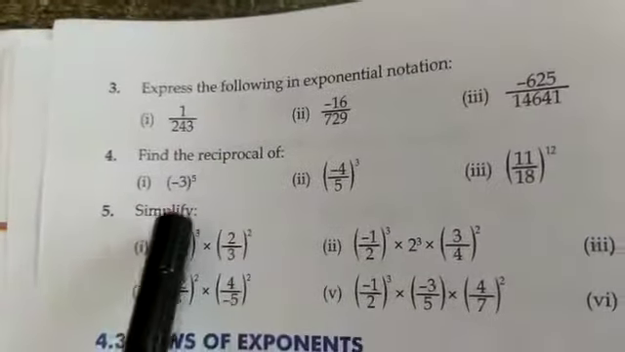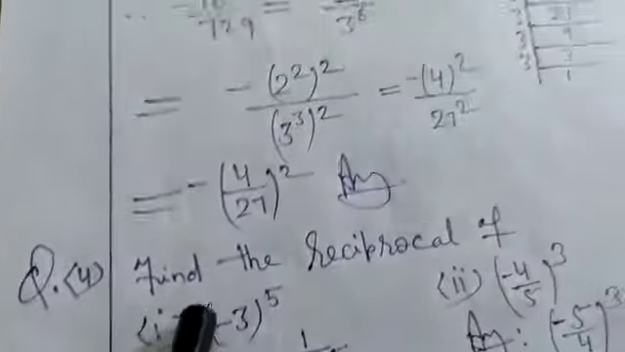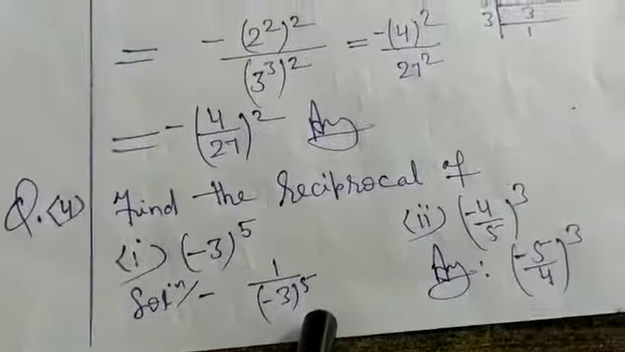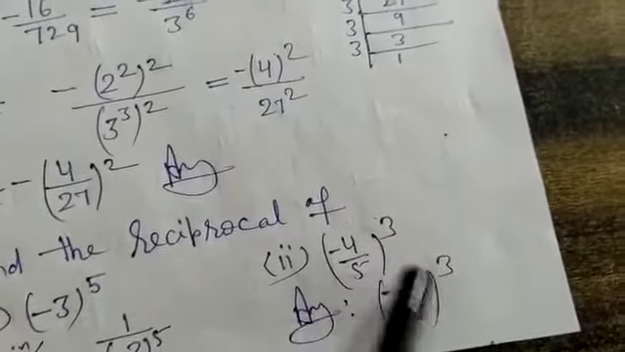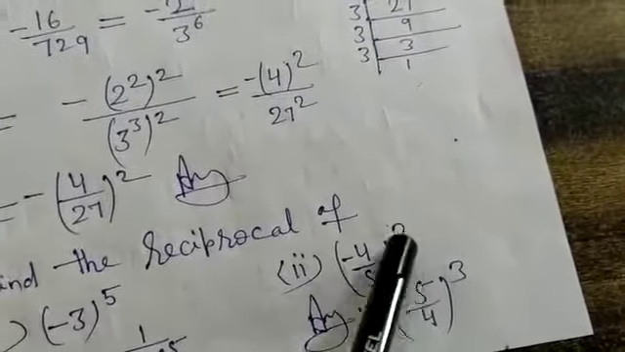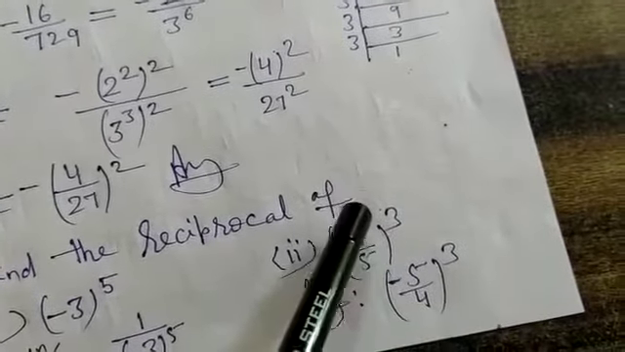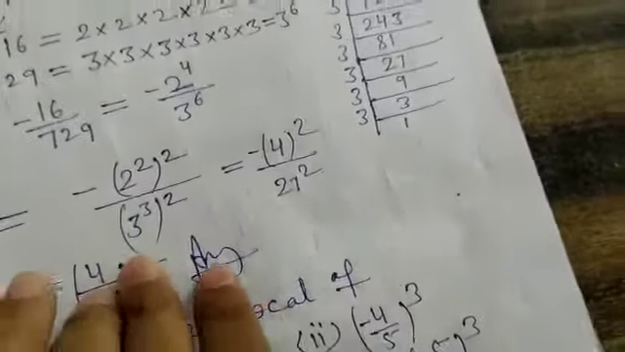Now come to question number 4. Question number 4 is saying find the reciprocal of minus 3 to the power 5, minus 4 by 5 to the power 3. So we'll write here the reciprocal. Minus 3 to the power 5, its reciprocal is 1 by minus 3 to the power 5. This is the answer. Question number 2, minus 4 by 5 to the power 3. The reciprocal of minus 4 by 5 to the power 3 is equal to minus 5 by 4 to the power 3. This denominator will become numerator, and this numerator will become denominator. So minus 5 by 4 to the power 3 is the reciprocal.